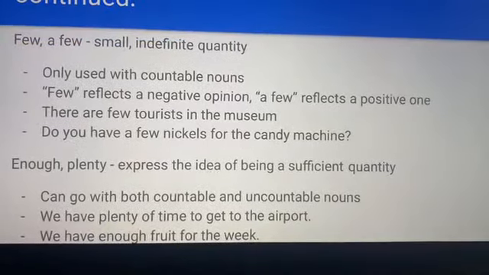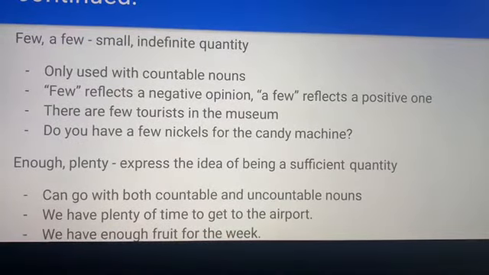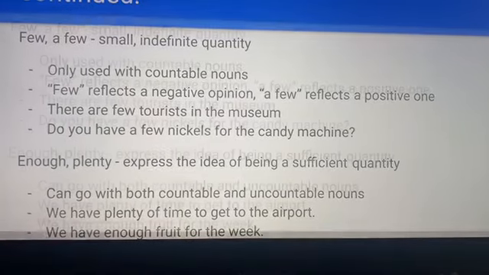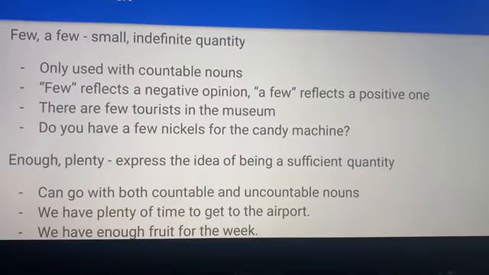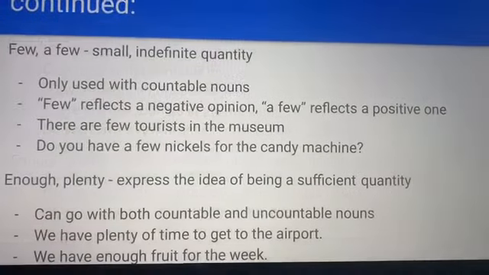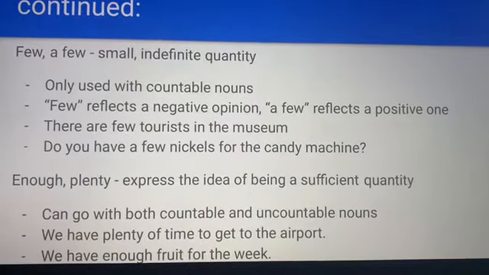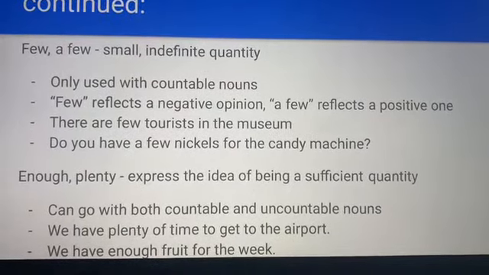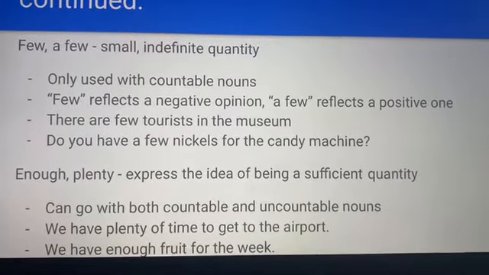Moving on to the next ones, enough and plenty. They express the idea of a sufficient quantity. They can go with both countable and uncountable nouns. Some examples are, we have plenty of time to get to the airport, and we have enough fruit for the week, which is expressing the idea of a sufficient quantity.